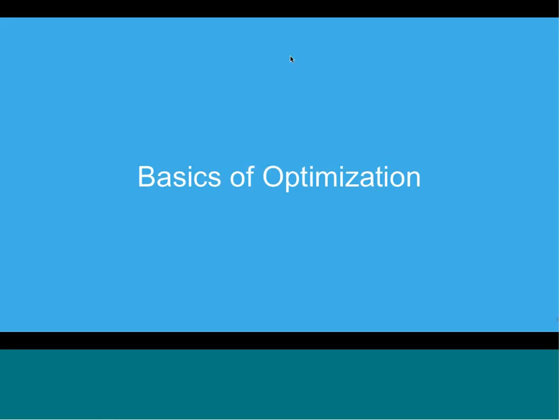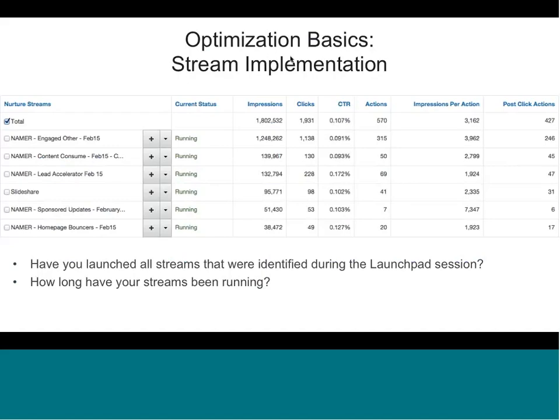But when first looking at optimizations to make, the first step that I look at is whether or not all streams are launched. After your Launchpad session with your marketing automation consultant, have you launched all of the streams? The whiteboard session that we do, where you have the segmentation broken out and all of your waves identified, have you launched everything? And also, how long have your streams been running? That's a key piece before you start making adjustments to the program: whether or not you've launched your full strategy.